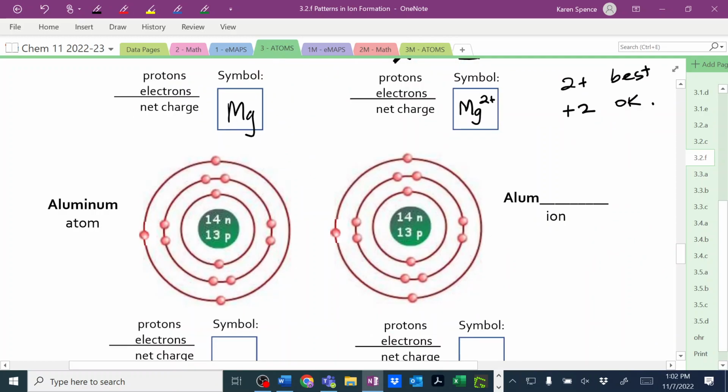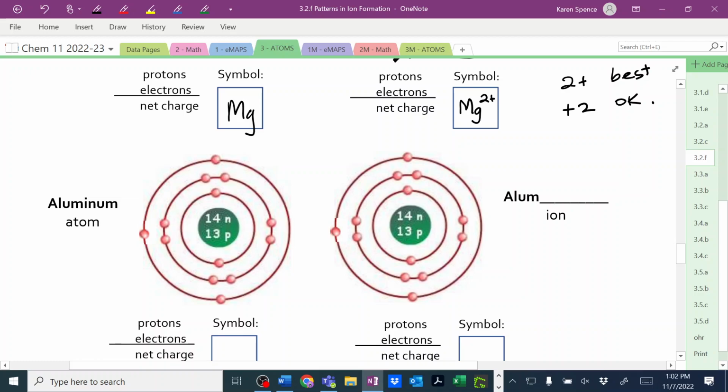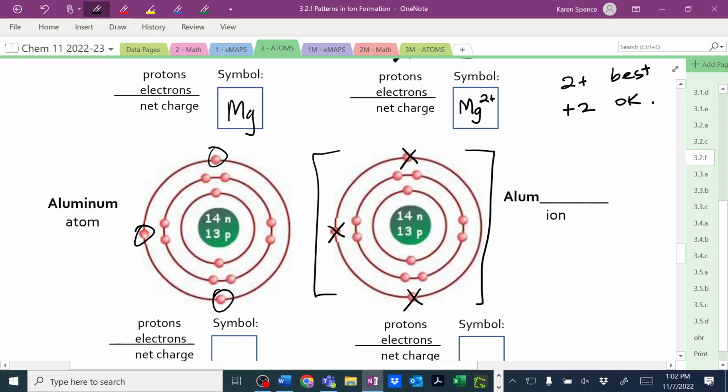Aluminum. What group is aluminum in? Can you tell from looking at its outer shell? It has 3 valence electrons. What group is it in? 13. We're going to kill 3 electrons. Which gives that, oh, I'm sorry, that should have been a bigger change. And that's going to be 3 plus.